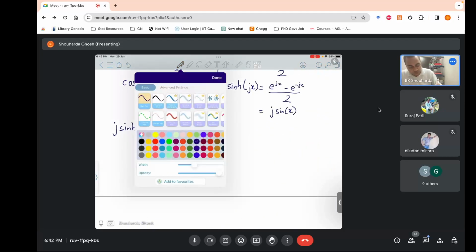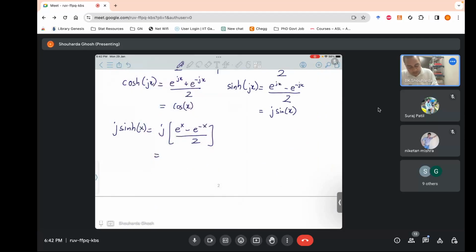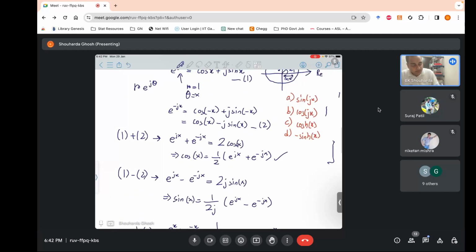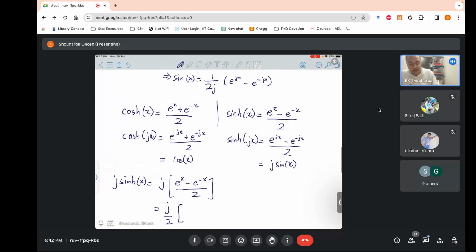So how do you approach this? You see, in the options, what do you have? You have minus sine hyperbolic, you have cosine hyperbolic. Now, what is cosine hyperbolic? Cosine hyperbolic is e to the power x plus e to the power minus x. Cosine hyperbolic has a plus, but here's a minus, and you have no way to bring in a plus over here. So what do you understand? It can't be even cosine hyperbolic x.